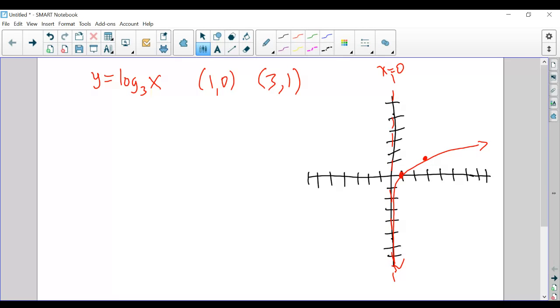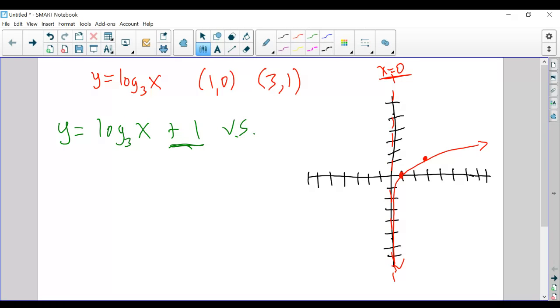Now, even though I drew in the actual graph, we're really just transforming the vertical asymptote and these two points based on what the equations ask us to do. So we can have a few different transformations here. If you have a plus or a minus at the end, like +1 or -1 or +3, +7, whatever it is, this is our vertical shift.